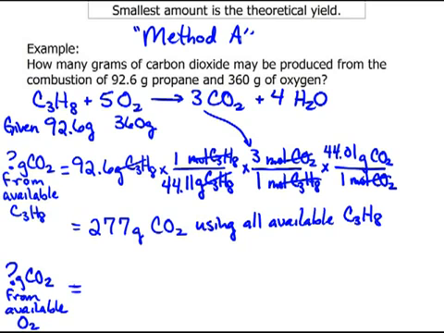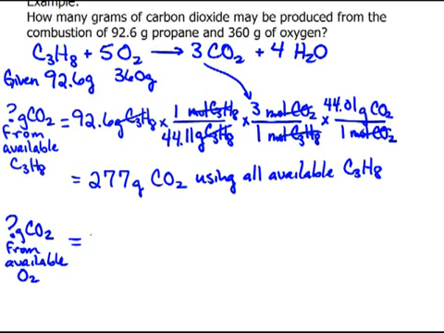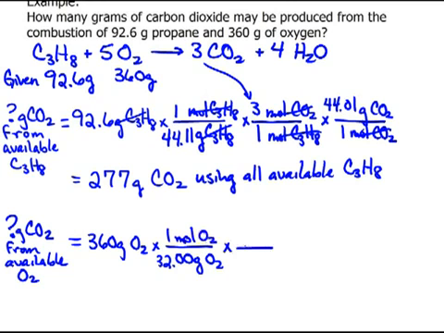How much CO2 do I get from the available O2? The available is 360 grams of O2. I've got to get grams into moles. Let's see, that's 32.00 grams of O2 per mole of O2. It's on the bottom so I can put it at the top. It's a nice trick of math, or a nice quality.